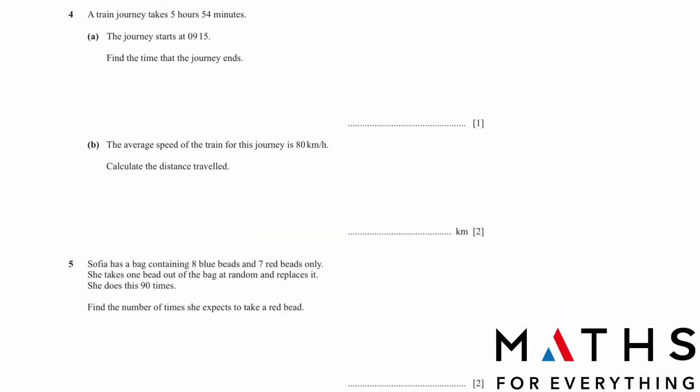Question number 4. A journey takes 5 hours 54 minutes. The journey starts at 9:15. Find the time that the journey ends. We can find this answer in the calculator. I will show you how. Or manually we can write 09:15 plus 5:54.